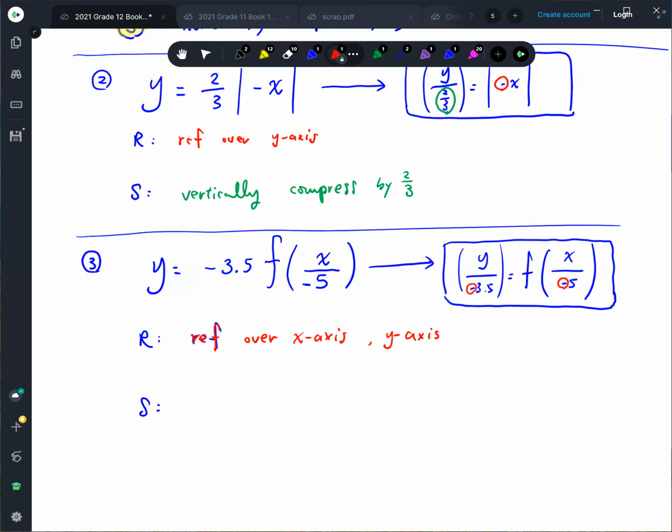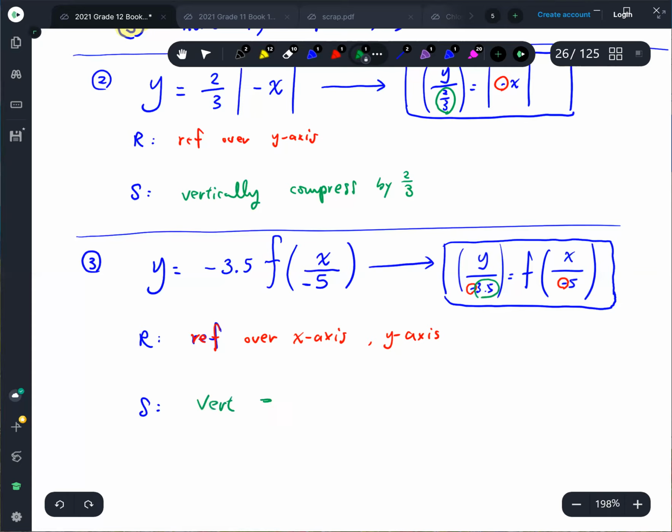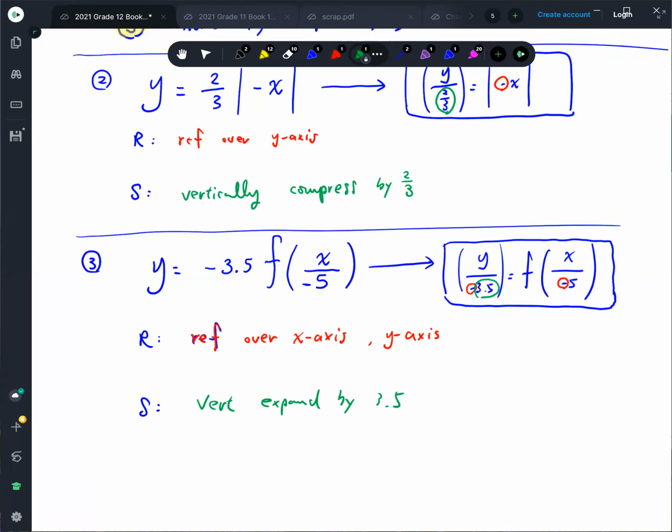All right, Evan, any trouble on the stretching? Okay, can you tell us your stretch? For the y part of it, it'd be vertically expand by 3.5. Vertically expand by 3.5, yeah. And then for the x part of it, it's horizontally expand by 5. Yeah, very good.